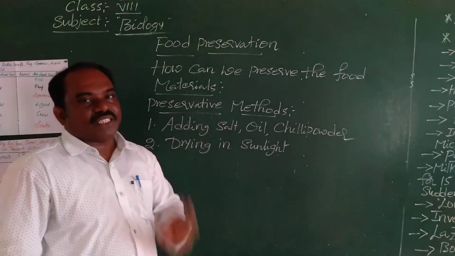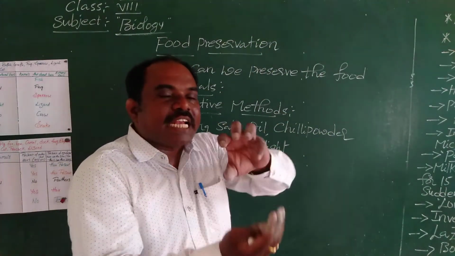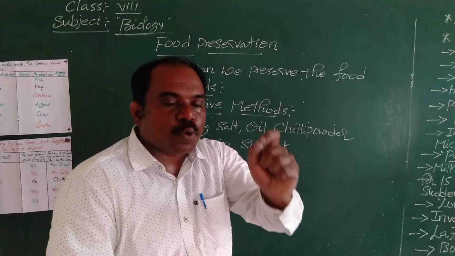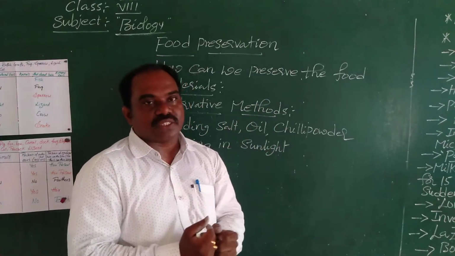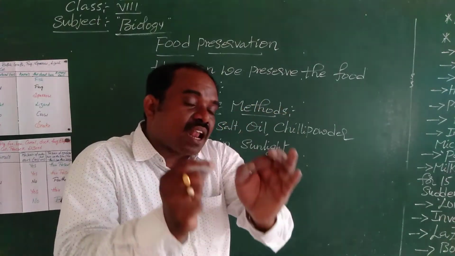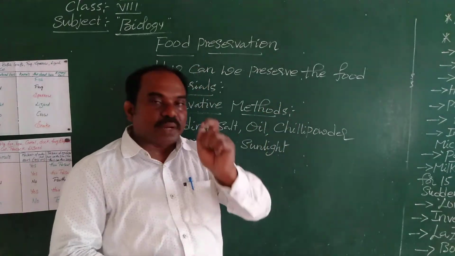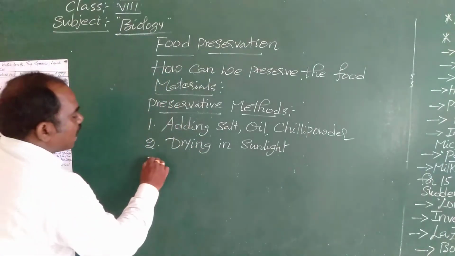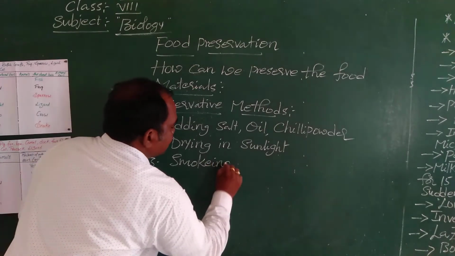Drying in sunlight, sun exposure, removes the water content from the food materials. Sun exposure helps to remove the water content from the food materials. Drying in sunlight is one of the most effective methods of preservation of food materials. Another one is the smoking method.